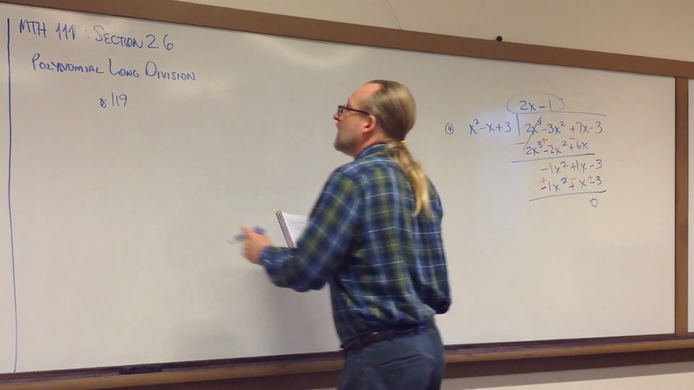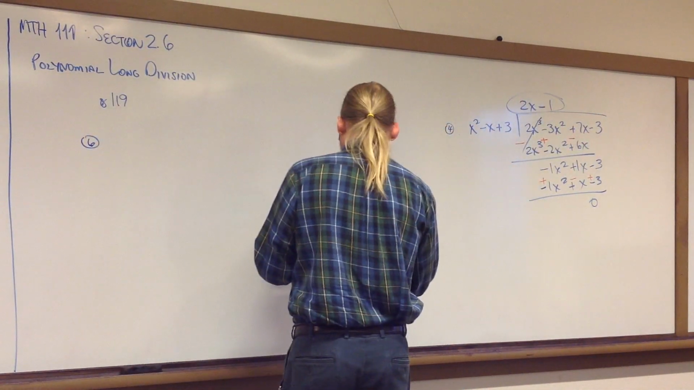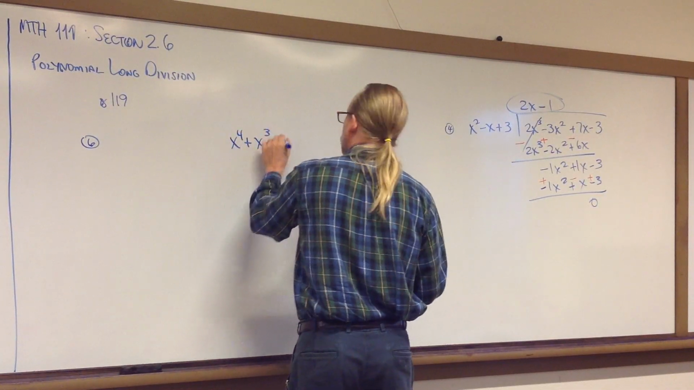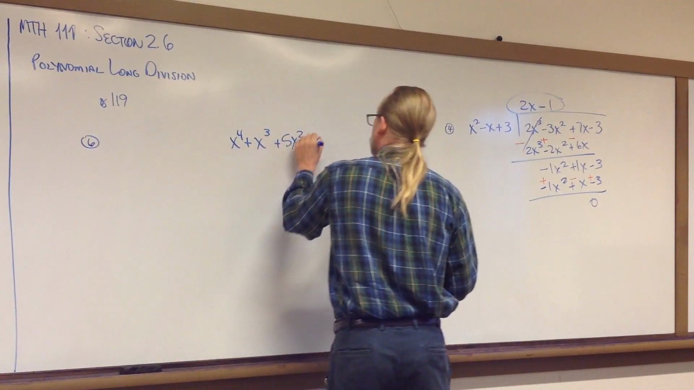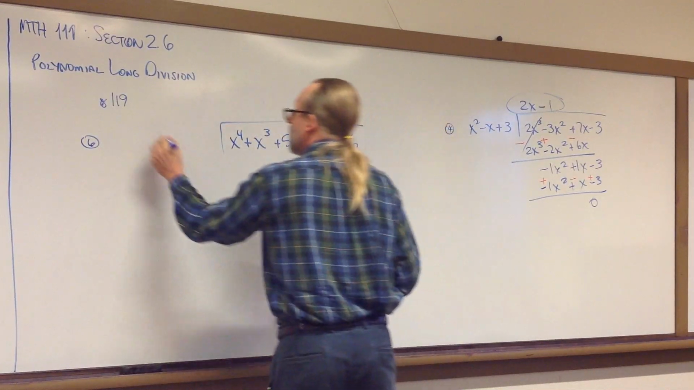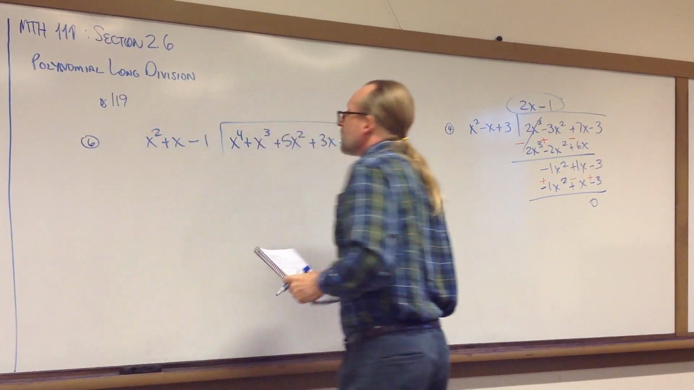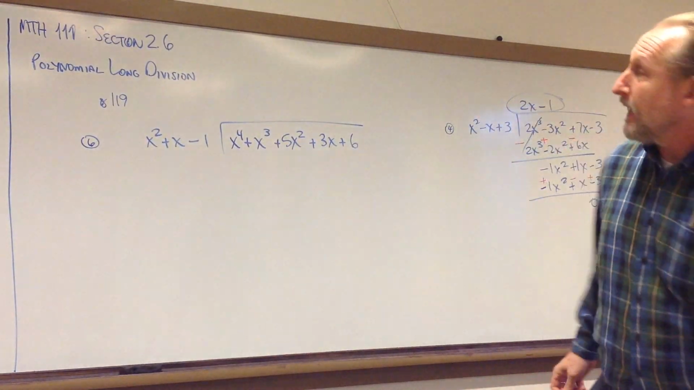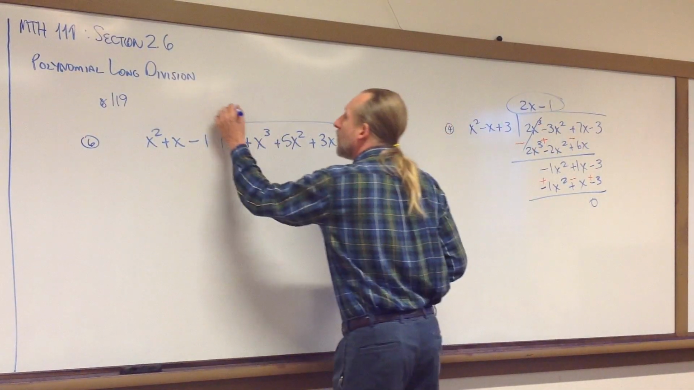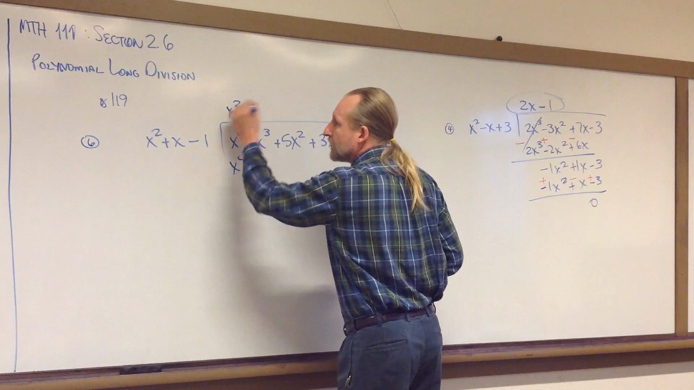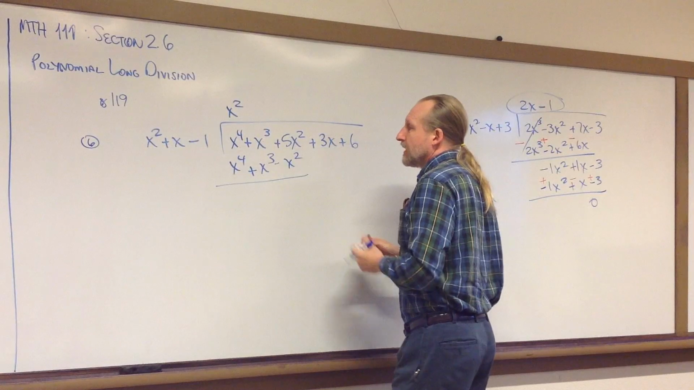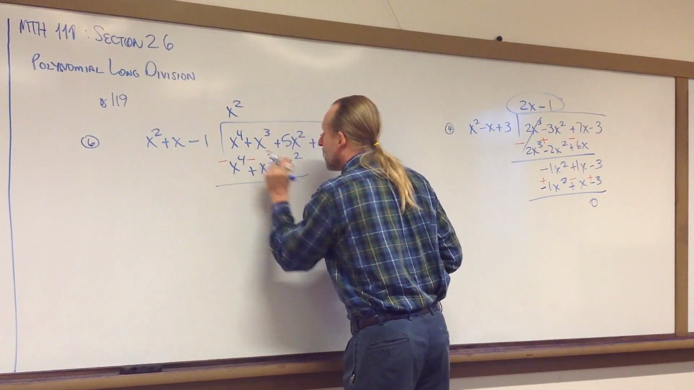Now let's look at what happens if we do a problem where we get a remainder that's not 0. So problem 6. We're dividing x to the 4th plus x to the 3rd plus 5x squared plus 3x plus 6, and that's getting divided by x squared plus x minus 1. So what do we multiply the x squared by to get x to the 4th? 1x squared. And then distribute, and then we'll go in and change the signs, negative, negative, positive.